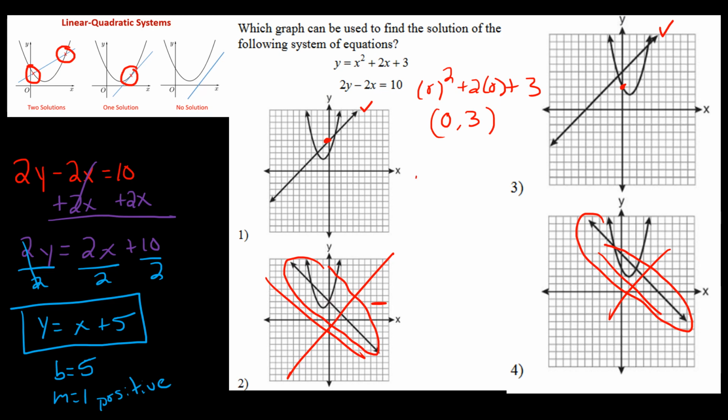Really quickly and easily, we can use 1 as a test point. I can say 1 squared plus 2 times 1 plus 3. 1 squared is 1, plus 2 times 1 is 2, plus 3. 1 plus 2 plus 3 is 6. So we're going to have a point at 1 comma 6. If I go to 1 comma 6, 1, 2, 3, 4, 5, 6, this works on graph 1. If I look at the third graph, I go to 1, and then 1, 2, 3, 4, 5, 6, that doesn't help. So obviously our answer choice has to be this first one.